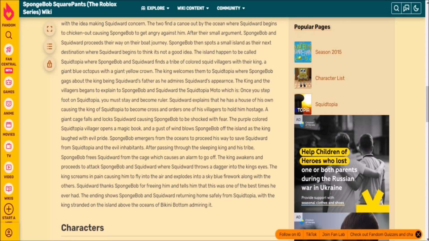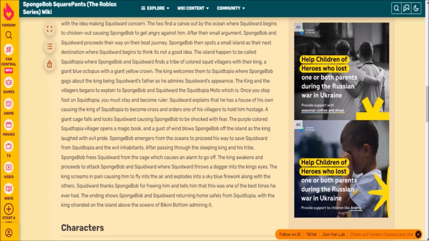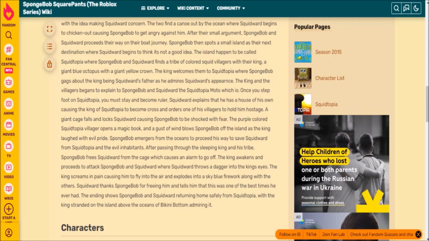Squidward explains that he has a house of his own, causing the king of Squidtopia to become cross and order one of his villagers, excuse me, to hold him hostage. A giant cage falls and locks Squidward, causing SpongeBob to be shocked with fear.